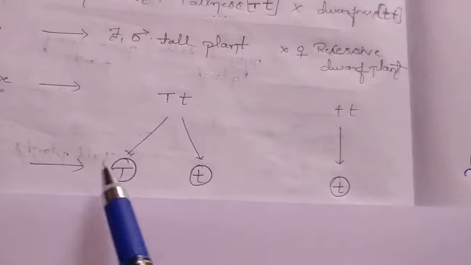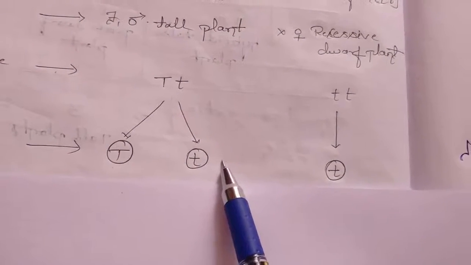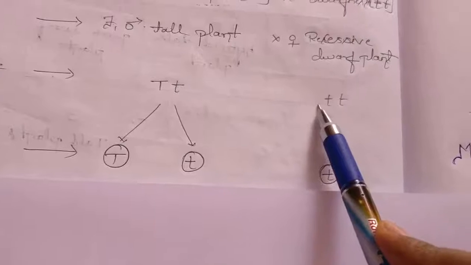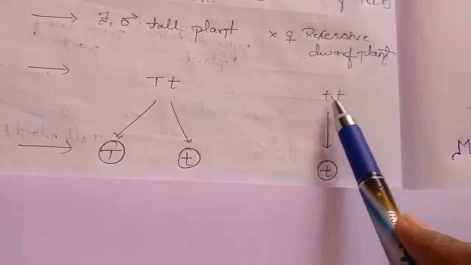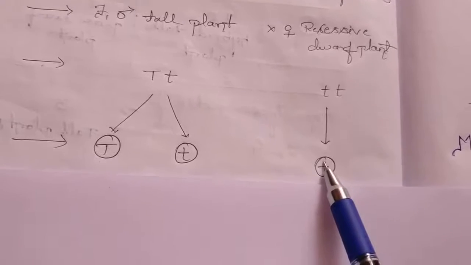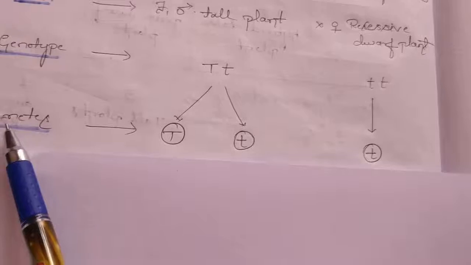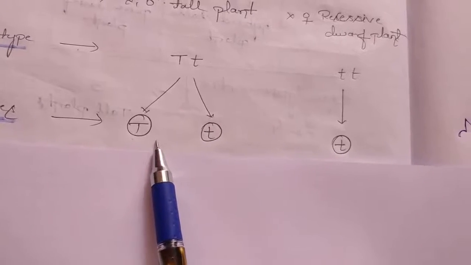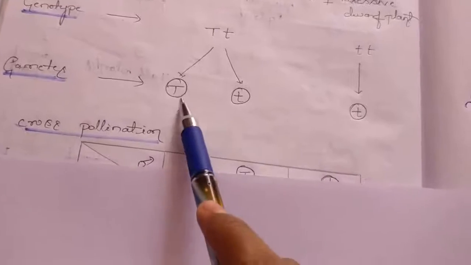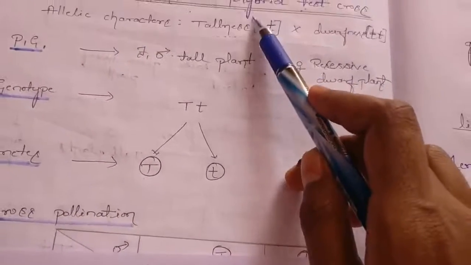After the process of meiosis, the gametes are formed. Capital T and small t are separated out, and here the small t recessive characters come. Both genes have the same character, so we take a single gamete. Wherever you are notifying the gametes, please remember that they should be rounded. So these are the gametes we are getting from the parental generation.